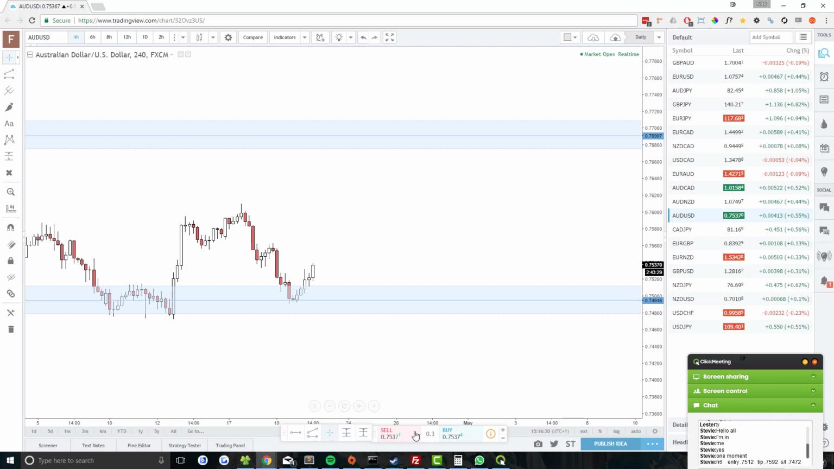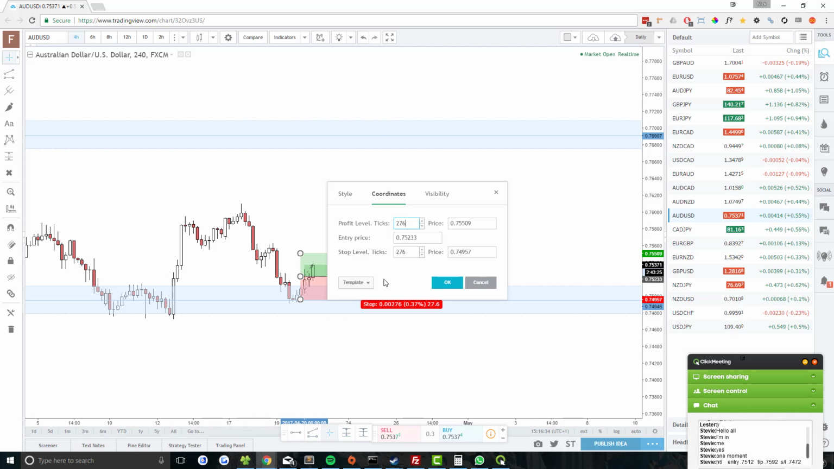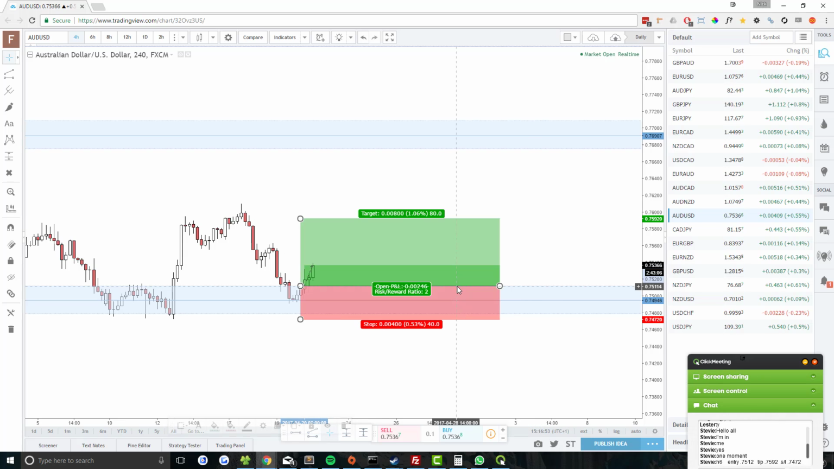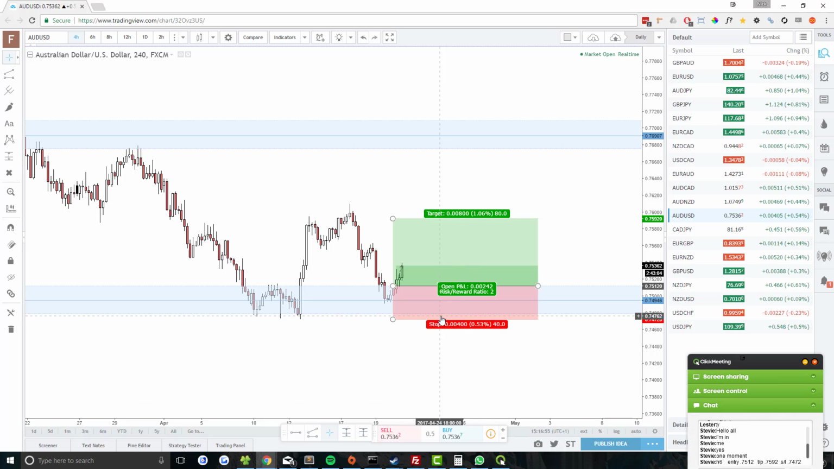Wait, let me do it like this. 7512 entry, 7592 stop. Oh no, that's your TP. 7472 is your stop. 592 is target. All right, you got a wide stop.